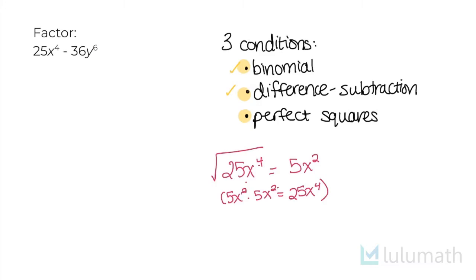Now let's take our second term here and see if we can square root that. So I will take 36y to the power of 6 and see, can I square root that? Well, the square root of 36 is 6. And then what multiplied by itself will give me y to the power of 6? Well, if I have y to the power of 3 times y to the power of 3, remember, again, if you add these exponents together, you'll get that y to the power of 6 that we're looking for. So 6 times 6 is 36. So we get 36y to the power of 6.